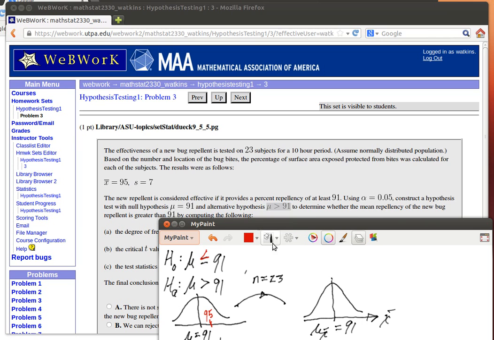Here's our situation. We do the test. So over here in our sample, we've got the x bar is equal to 95. And we know that the sample standard deviation happens to be 7.